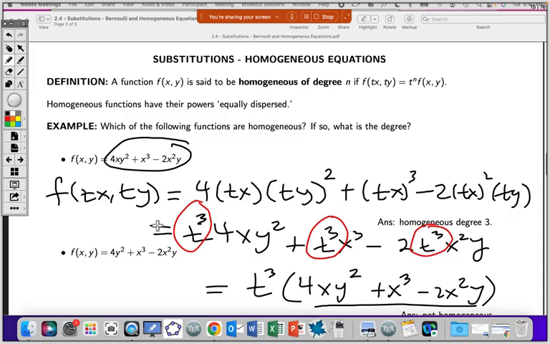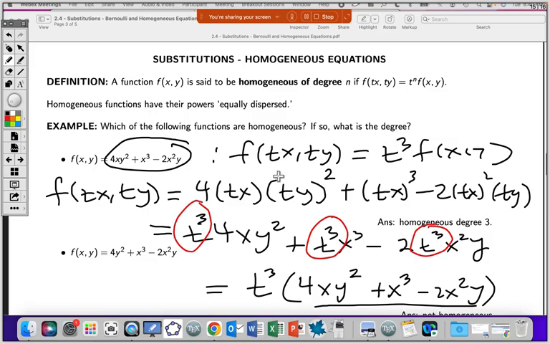Right? So in this particular case, we've shown f of tx ty is t cubed f of xy. And so this function is homogeneous of degree 3. That essentially means all of the terms, if you look at the degree of all the terms, they're all 3. So if you add up the exponents in each term, notice they're all what? 3. This is just a way of codifying it. Okay? That's just a way of codifying that.